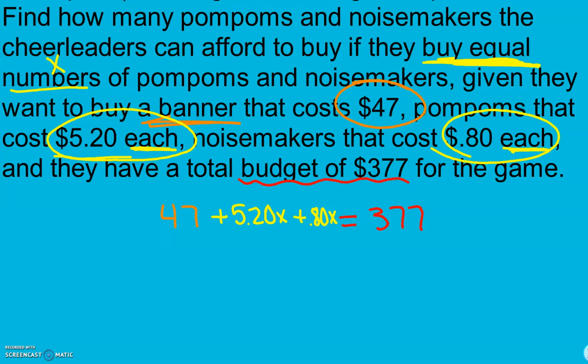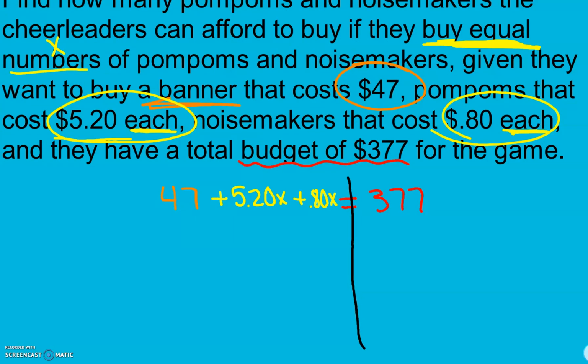Now, when we try and solve an equation, we always want both expressions to be simplified. If I look here, my left side is not as simple as I can get it. I can simplify this expression by combining like terms. Here I get 6 times X. 5.20 plus 0.80 gives me $6 times that number of pom-poms. I did not change the fact that it's 47, and it's a positive 6, so plus 6, and it is still equal to that 377.